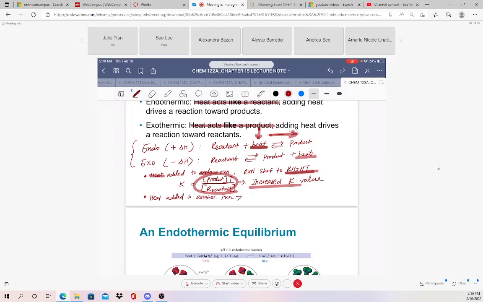Okay, if heat is added here, what's going to happen? The reaction is going to shift to the left side because you want to make more reactant with the amount of heat added. Okay, so in this case, reactant concentration is going to increase, and then what's going to happen to the K value is going to decrease.